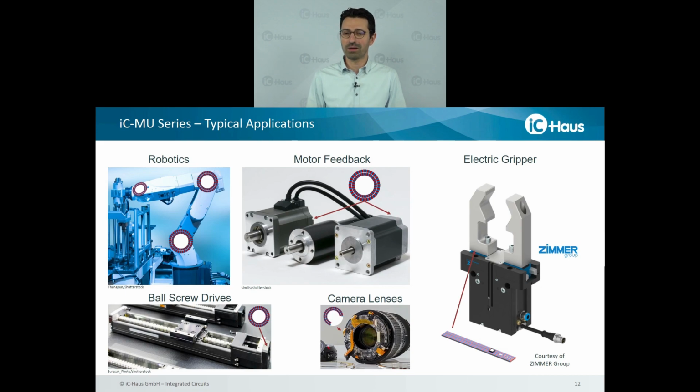Something different are camera lenses, for example. We also have customers using the iC-MU with only a part of a magnetic code wheel to scan the focus and the zoom ring. Or you can use it more related to robotics here, the electrical grippers, which are coming more and more on the market. There you also need position feedback, and this is an example for linear absolute measurement.